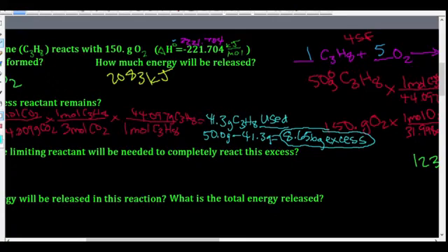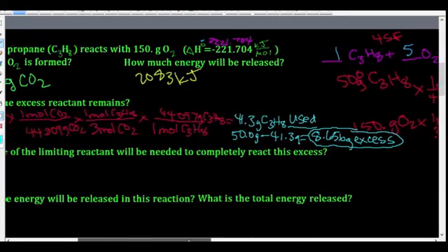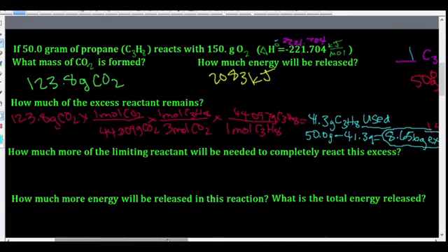So that's how much we have left over. The next question: how much more of the limiting reactant will be needed to completely react this excess? We're going to do the same thing we did in the beginning, except we don't have to work out two problems. We only have to work out one this time.